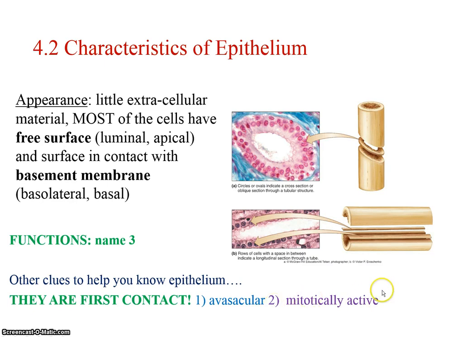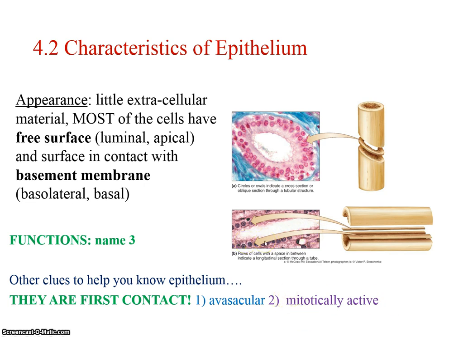Epithelium is also mitotically active, right? So because it's first contact, it undergoes a lot of wear and tear. And so if I'm not able to replace these cells when they're damaged, then pretty soon I would end up with an open wound, and I would have access to the blood, and of course I would die from a secondary infection. An ulceration unable to heal would be the result, and I would be susceptible to infection. So epithelium stays very active.